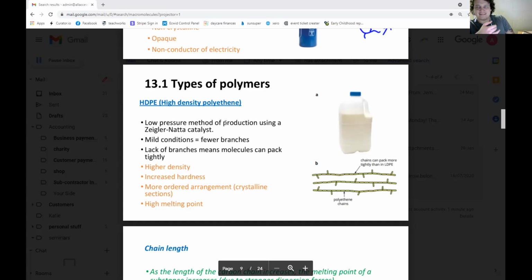It has a higher density because of the tight packing. It's got increased hardness, like my phone case. You can actually get crystalline segments, so you can produce plastic that conducts electricity. And it has a really high melting point, because we know the higher the intermolecular forces, the higher the melting point.